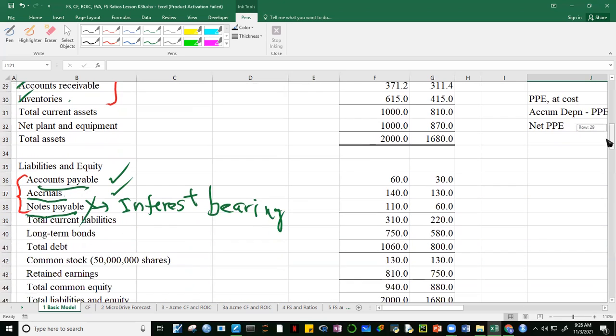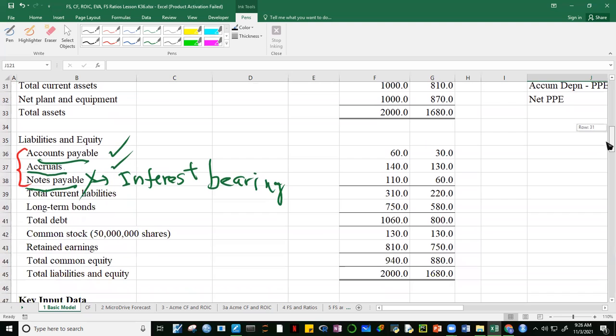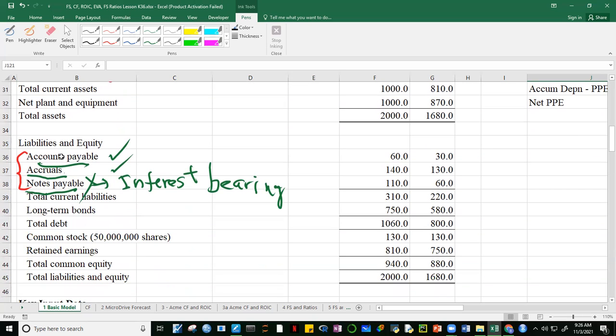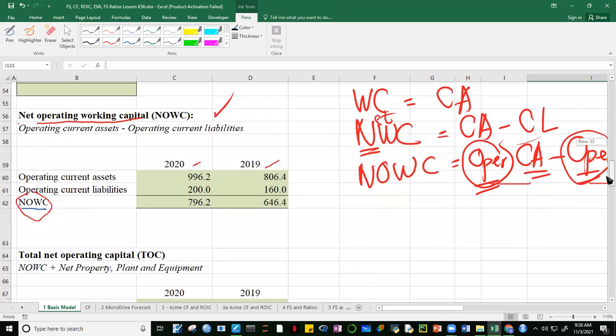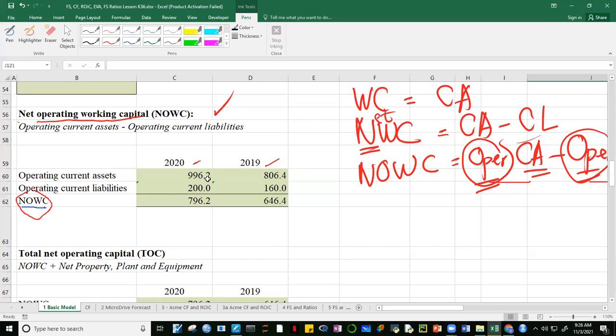Okay, and we computed for both years 2019 and 2020. On the other hand, for current liabilities, in this case, only accounts payable and accruals are part of operations. We said that notes payable is interest bearing and it's classified as part of financing. So only accounts payable and accruals are part of your operating current liabilities. So we computed for them for both years 2020 and 2019. Now the difference between your operating current assets and operating current liabilities is your net operating working capital.